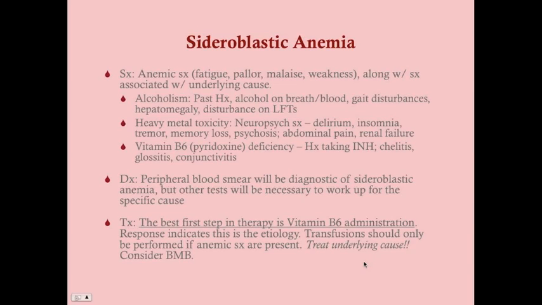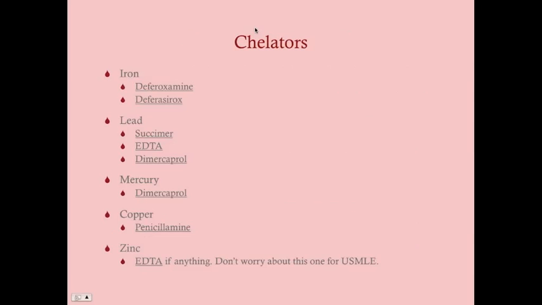Okay, since I talked about chelators, I just wanted to quickly go into heavy metals. I wanted to quickly talk about the different heavy metal toxicities and what you use to chelate them. I'm not going to talk about the symptoms of each of these heavy metal toxicities. Of course, iron being hemochromatosis, lead, mercury, copper, and zinc. These are the drugs that we can use. Zinc toxicity actually really doesn't come up on the USMLE, but EDTA, if anything. So here you can write these down.